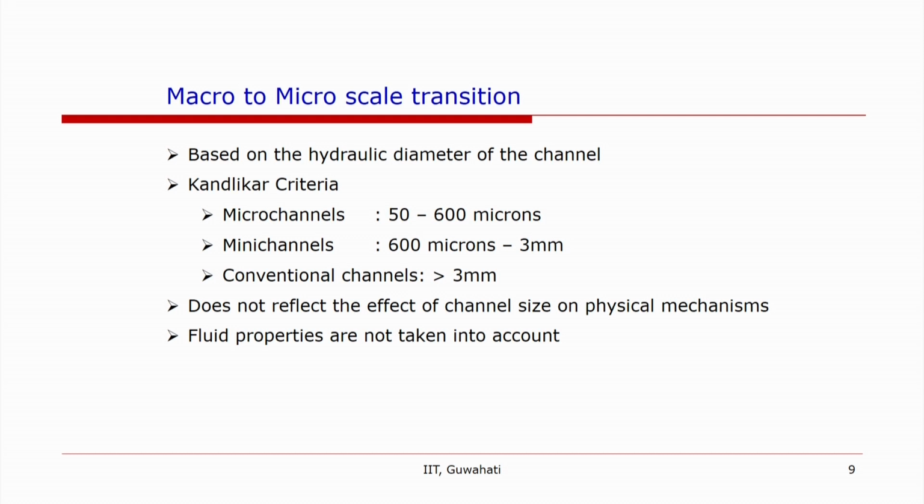There are a number of criteria that have been suggested by researchers. One of them is by Professor Kandlikar, who suggested that channel sizes between 50 and 600 micron can be termed microchannels, between 600 micron and 3000 micron or 3 mm can be termed minichannels, and channels above 3 mm can be termed conventional channels. However, this classification seems a bit arbitrary because it does not take into account any physical mechanisms or the properties of the fluid flowing in the channel.